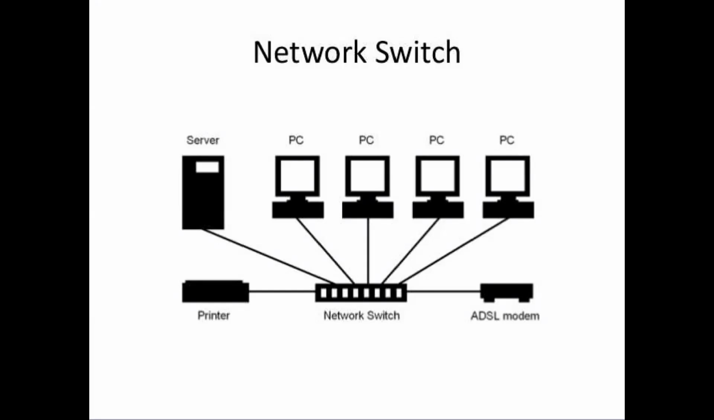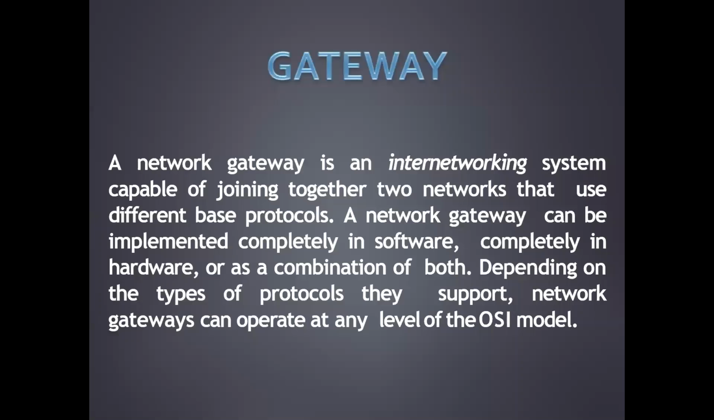Here you can see the diagram of a switch. Moving forward, gateway. A network gateway is an internetworking system capable of joining together two networks that use different base protocols. A network gateway can be implemented completely in software, completely in hardware, or as a combination of both. Depending on the type of protocols they support, network gateways can operate at any level of the OSI model.